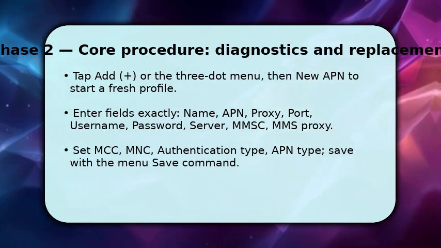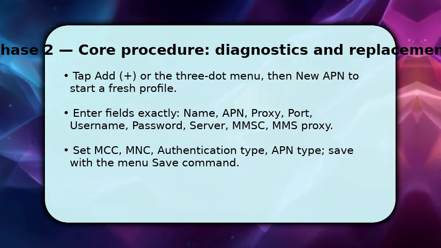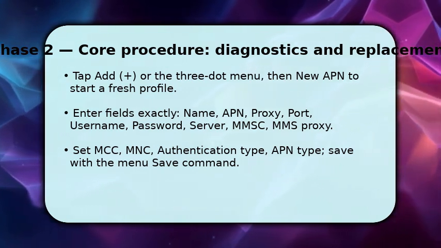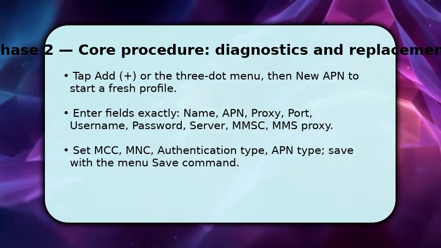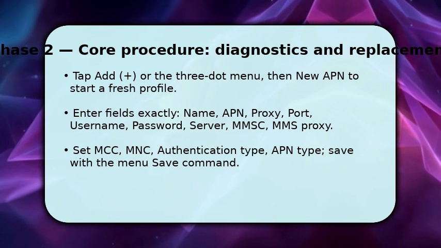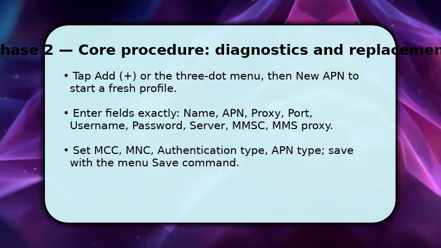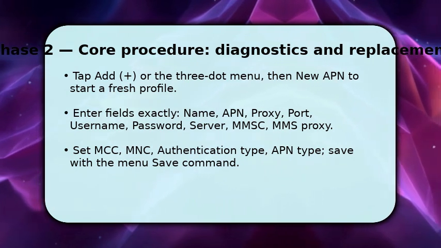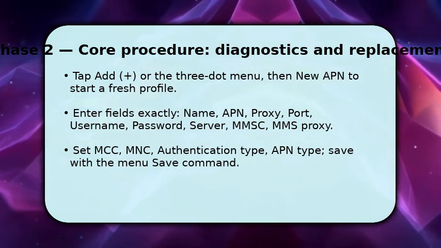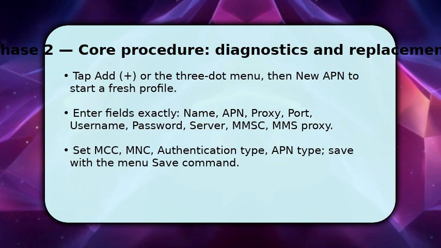Type the name and APN exactly as provided, fill MMSC and MMS proxy for multimedia, and confirm proxy and port only if specified. For MCC and MNC, use the numeric codes, choose authentication type and APN type per instructions. Once all fields match, use the menu save command. This preserves the profile, so Android can use it for mobile data.